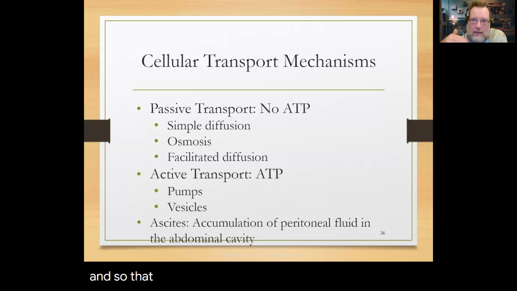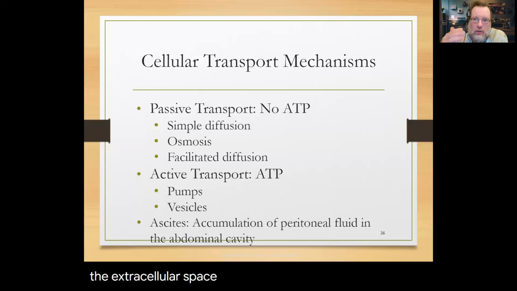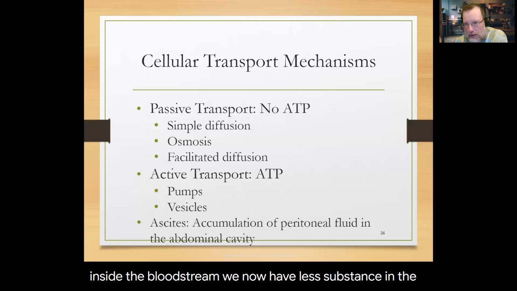And so that osmotic balance, so we don't either lose fluid from the extracellular space or gain fluid into it, makes blood plasma levels extremely important. If we drop the amount of albumin in the bloodstream because the liver has failed and is not producing any, that causes an equilibrium issue. Inside the bloodstream, we now have less substance. In the extracellular space of the peritoneum, we're going to have more substance.